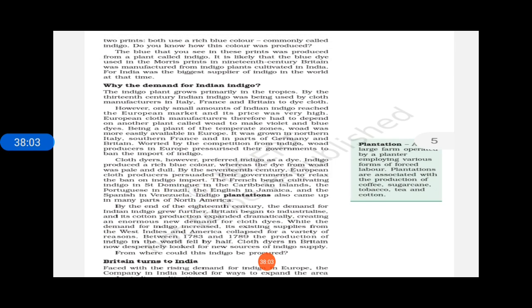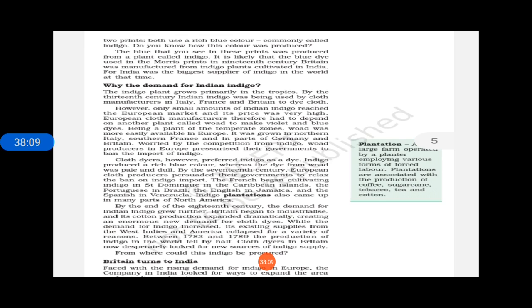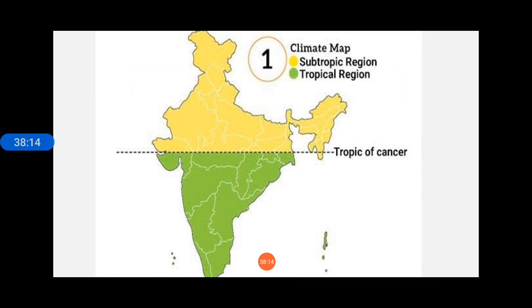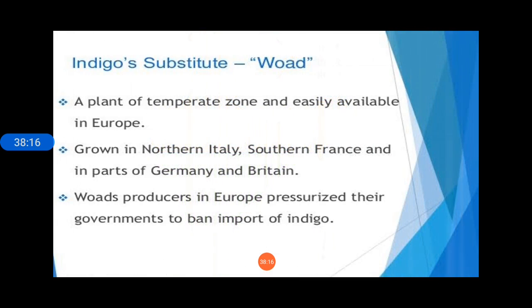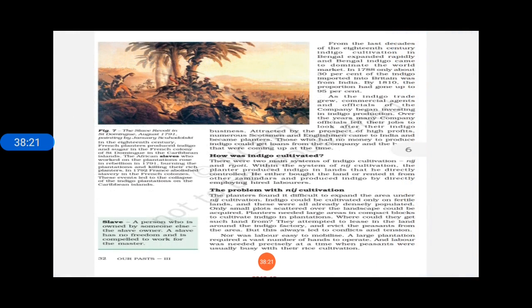So why did the Britishers turn to India? Because of the rebellion of the African slaves. India is a tropical country, which we have also seen with the woad plant. So finally, students, the Britishers turned to India with the hope that here they could grow indigo without any hindrances or disturbances. And therefore the Britishers found India a good ground for growing indigo.